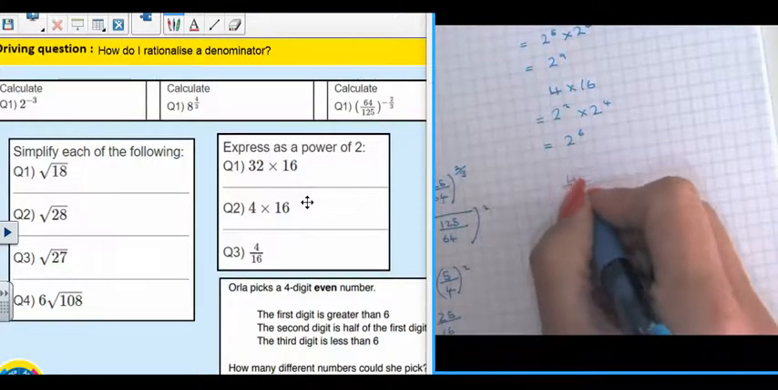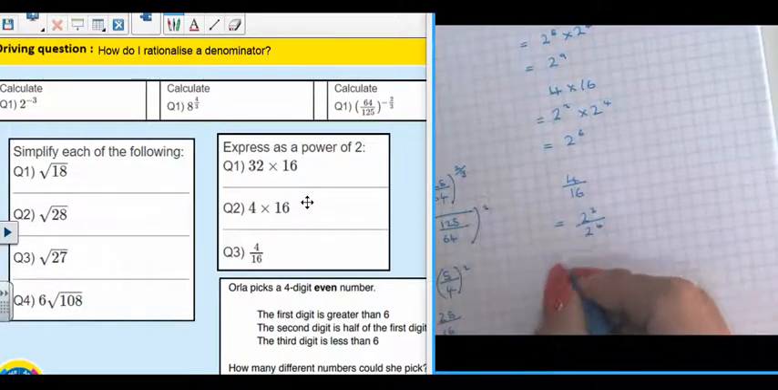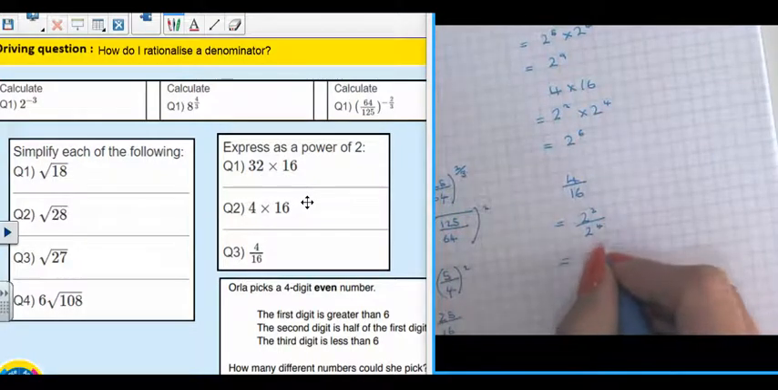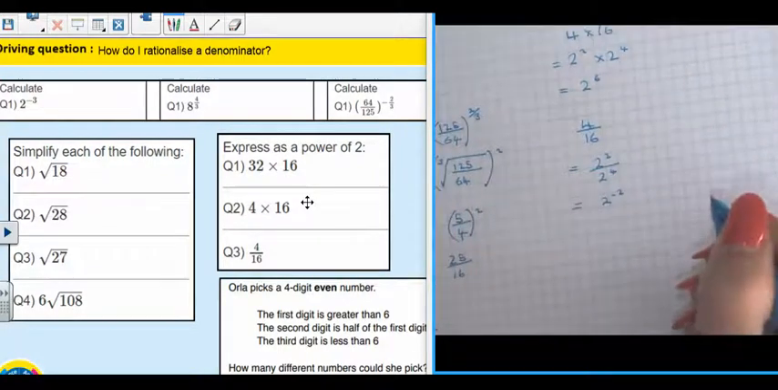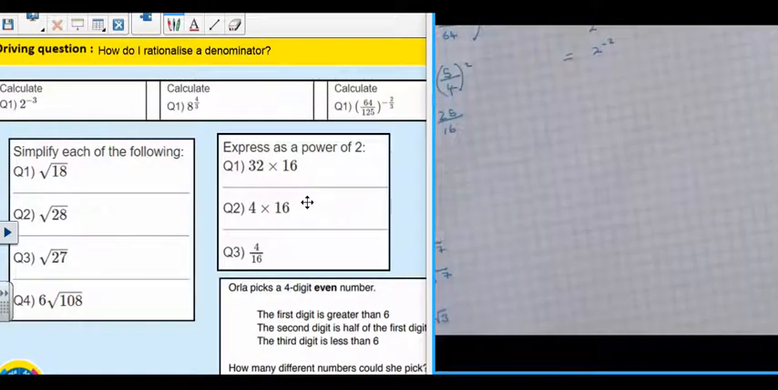4 over 16 is the same as 2 squared over 2 to the power of 4. Subtract the powers, 2 to the power of negative 2. And the last question down here.